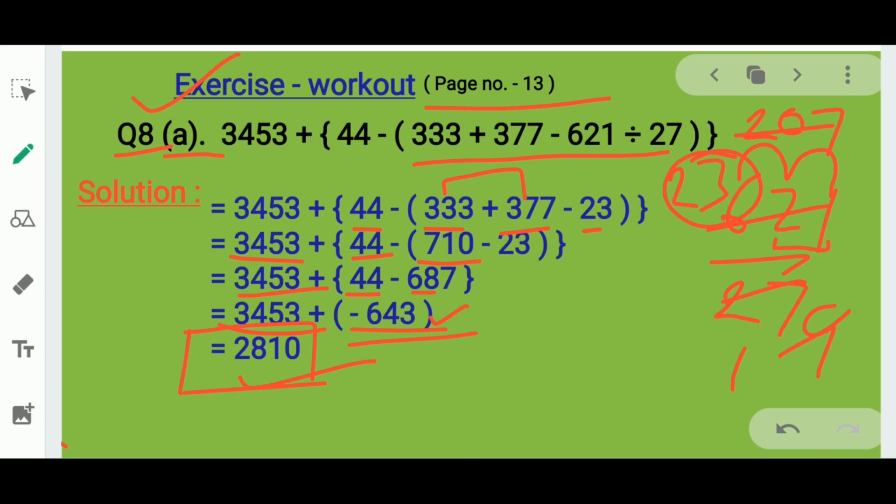Remember, students, in these types of questions where more than one mathematical operation is given and more than one type of bracket is there, we always have to follow BODMAS. If within a bracket there is more than one mathematical operation, like plus, minus, multiply or divide, then we have to follow the BODMAS rule within a bracket as well. That's all about BODMAS.